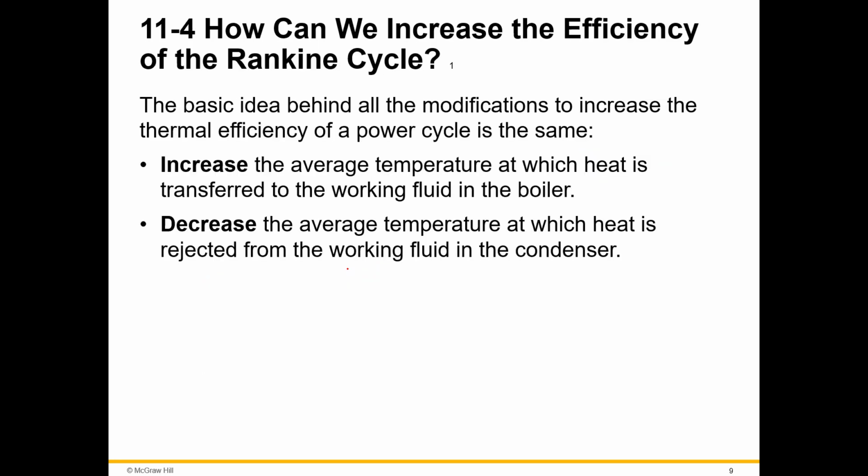The basic idea behind all the modifications to increase thermal efficiency of a power cycle is the same: increase the average temperature at which heat is transferred to the working fluid in a boiler. Why? Because our efficiency is going to get better. And what do we want to do? We want to decrease the average temperature at which heat is rejected from the working fluid. Why? Because it makes it more efficient, makes it more profitable.